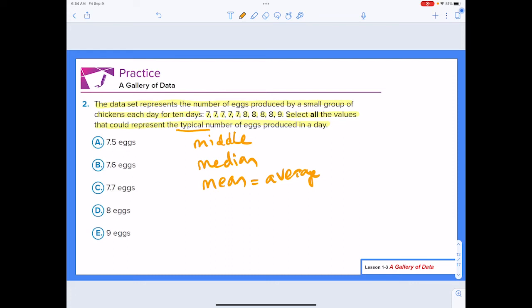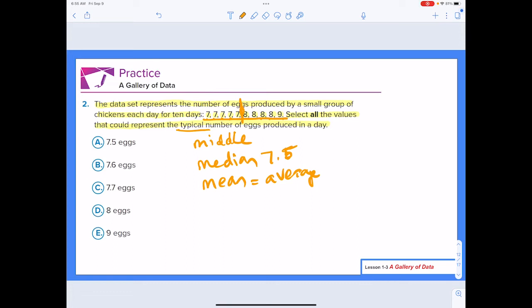So one way of looking at this is we could look at the numbers here. We have, again, 1, 2, 3, 4, 5, 6, 7, 8, 9, 10. So we look at the middle, 1, 2, 3, 4, 5. The middle is here, and the median in this case is about 7.5. That's about where the middle is going to be. So typically, it's making about 7.5 eggs per day.